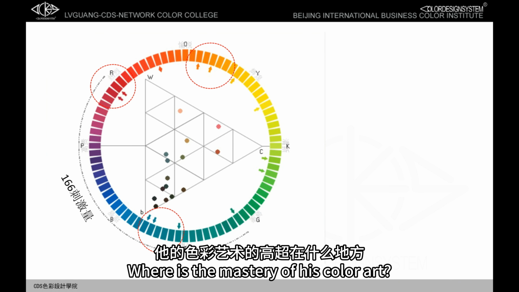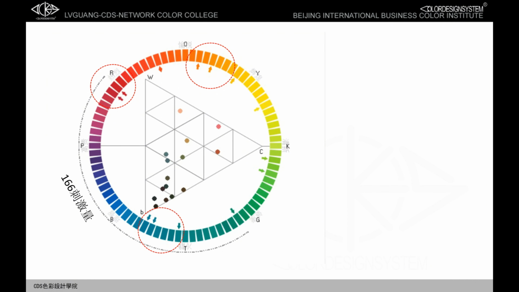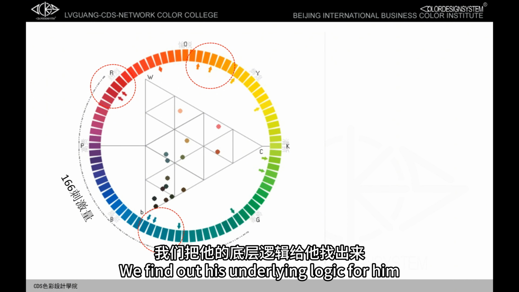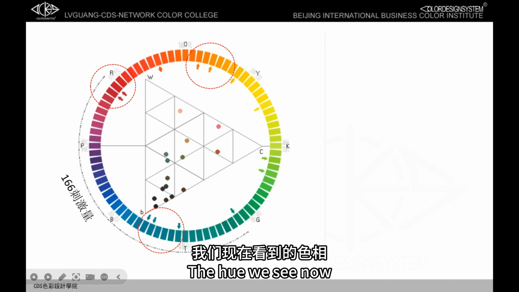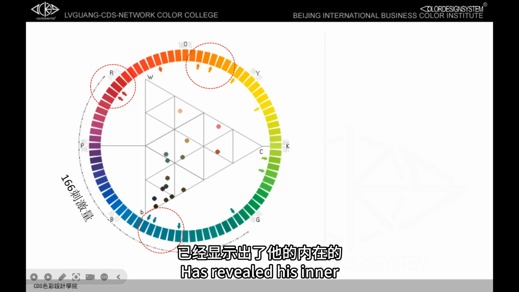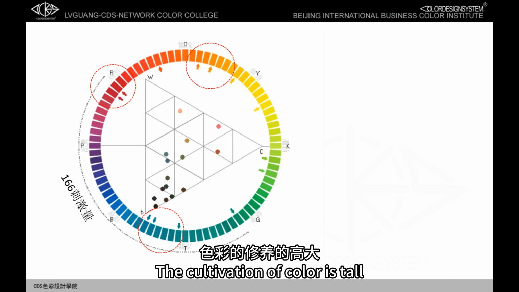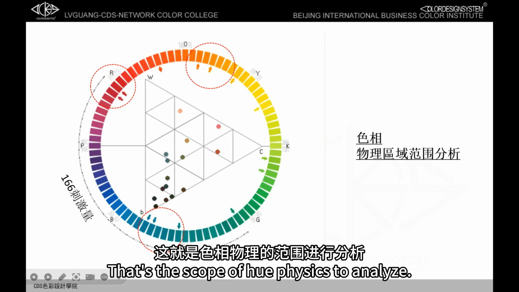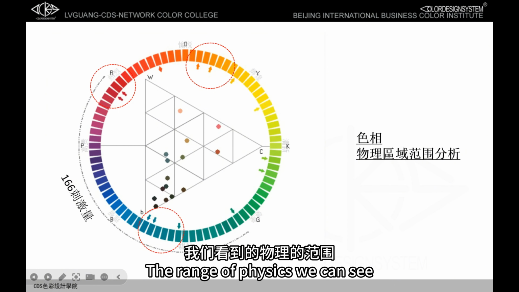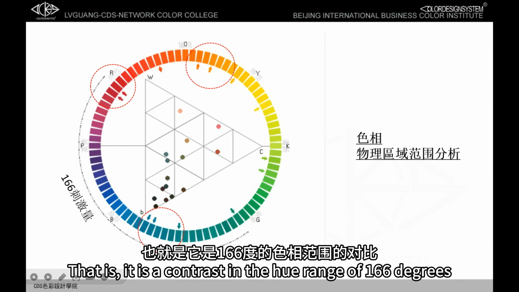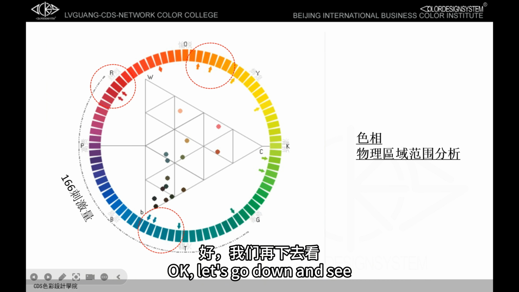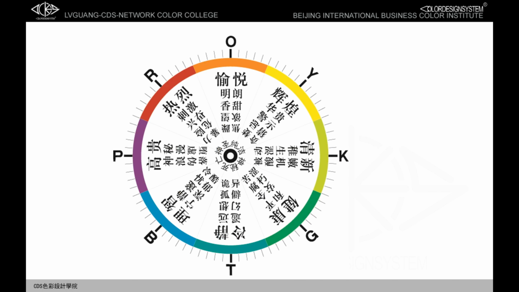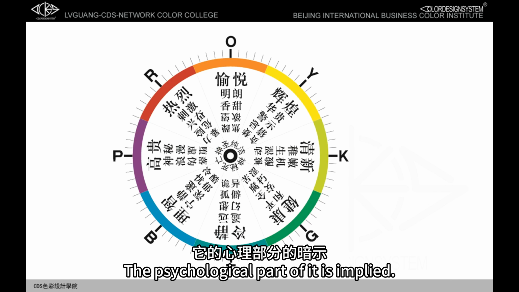Where is the mastery of his color art? We find out his underlying logic for him. The hue we see now has revealed his inner cultivation of color. That's the scope of hue physics to analyze. The range of physics we can see, that is, it is a contrast in the hue range of 166 degrees. Okay, let's go down and see. The psychological part of it is implied.